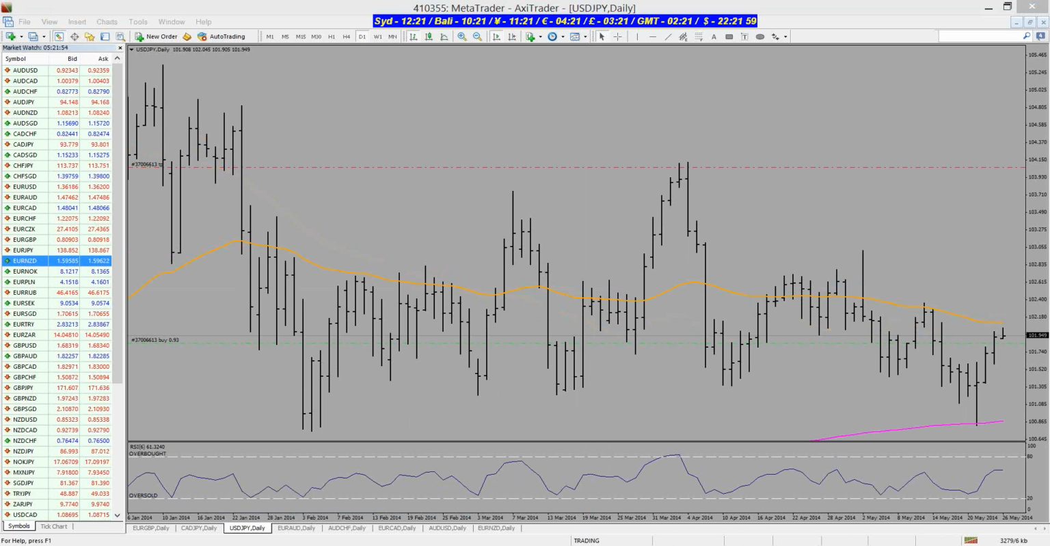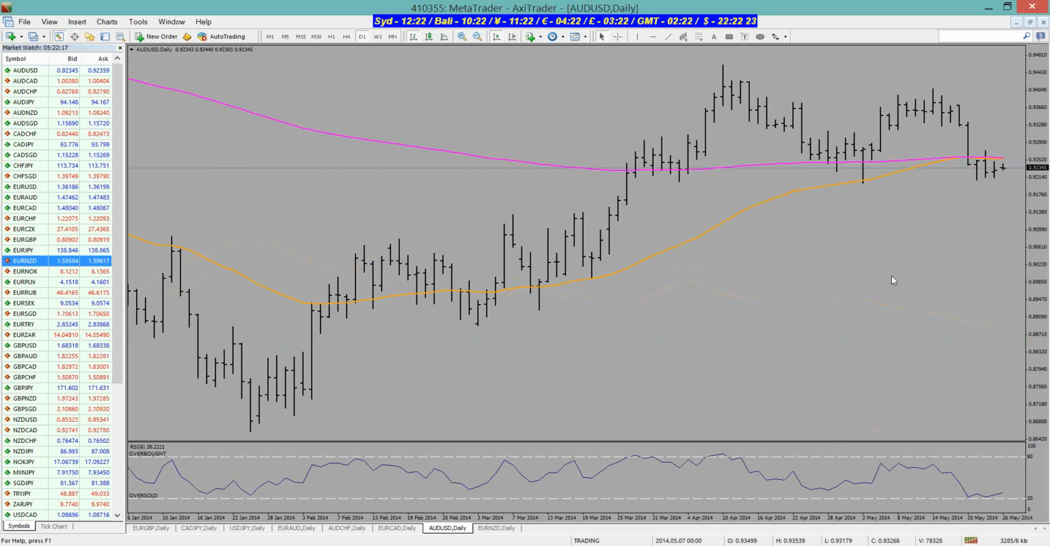Was that on Friday that I said that? I don't recall saying that on Friday. I do remember saying something about the Aussie, and it's saying don't be fooled into buying the Aussie on this test bar. I remember saying that on the Aussie dollar. Yeah. Why did I say that?